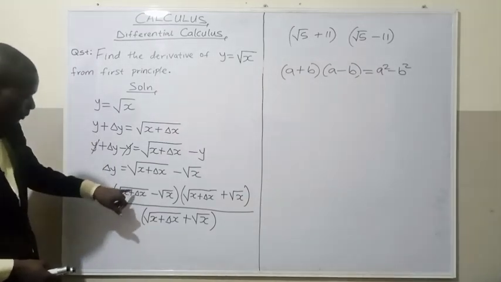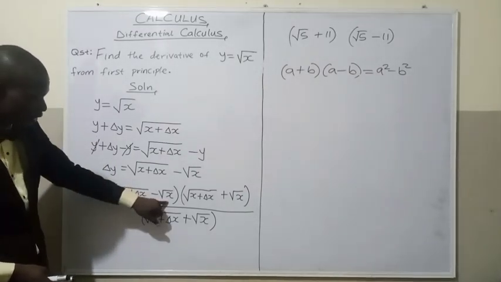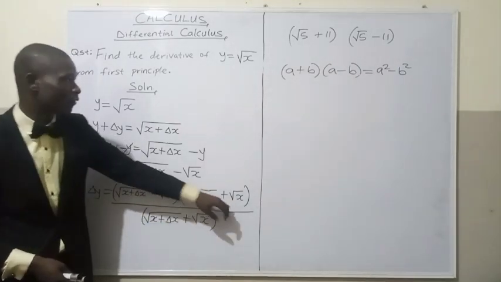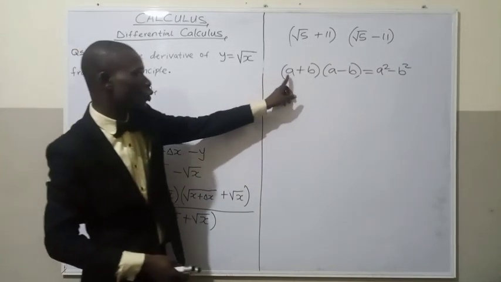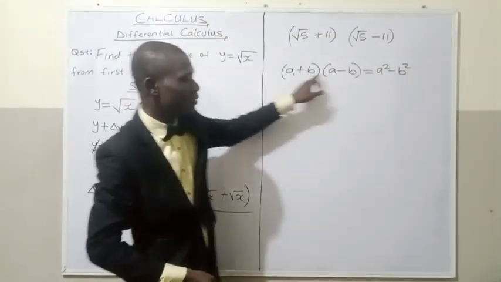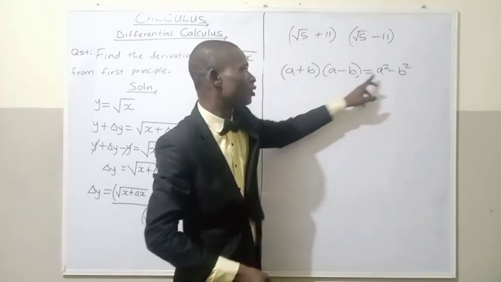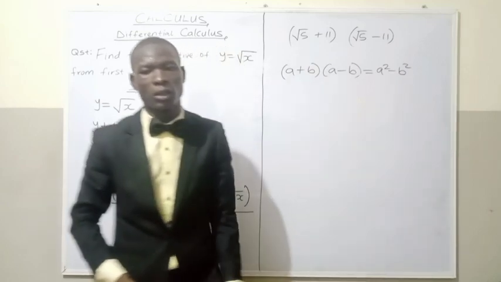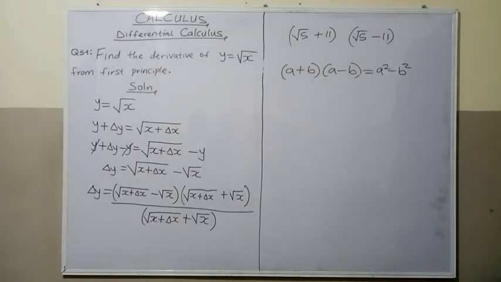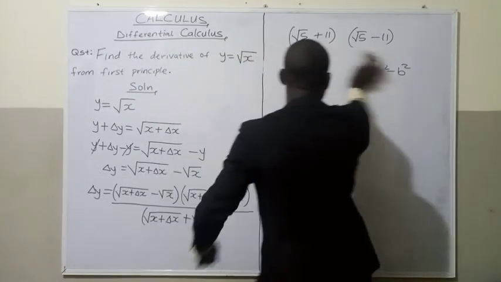So this is just going to be like (a minus b) multiplying (a plus b), and of course all we need to do is to square a as we have it here, and then square b as we have it here, and what is going to be between both of them is going to be just what? Minus.